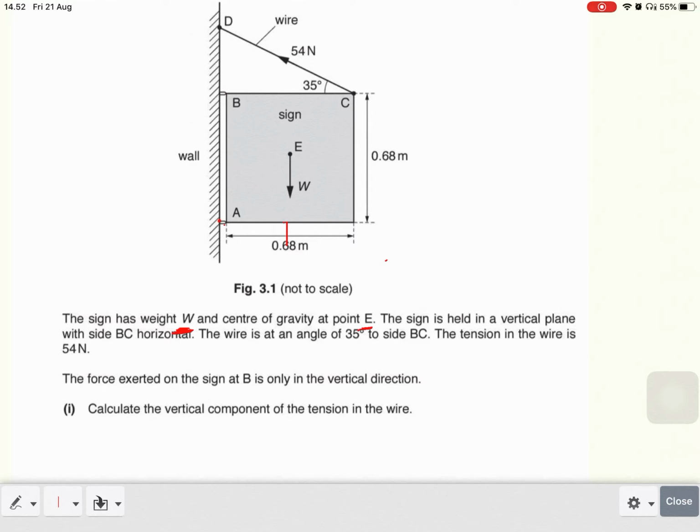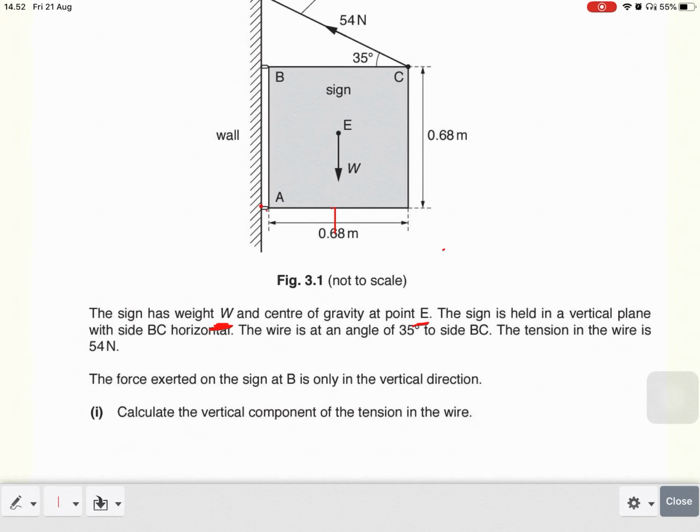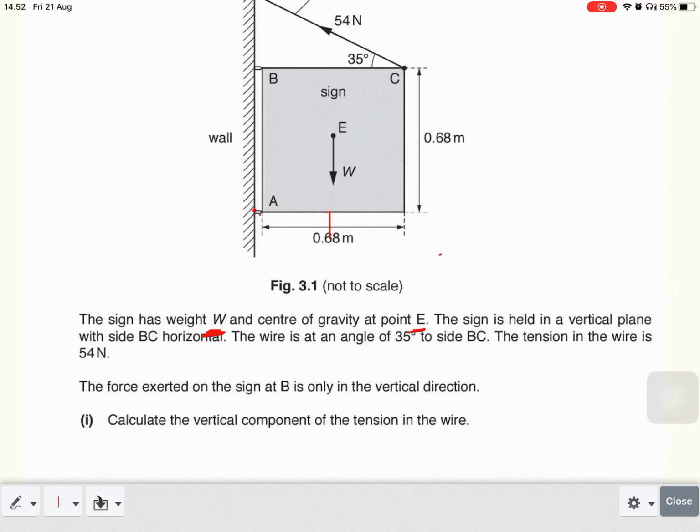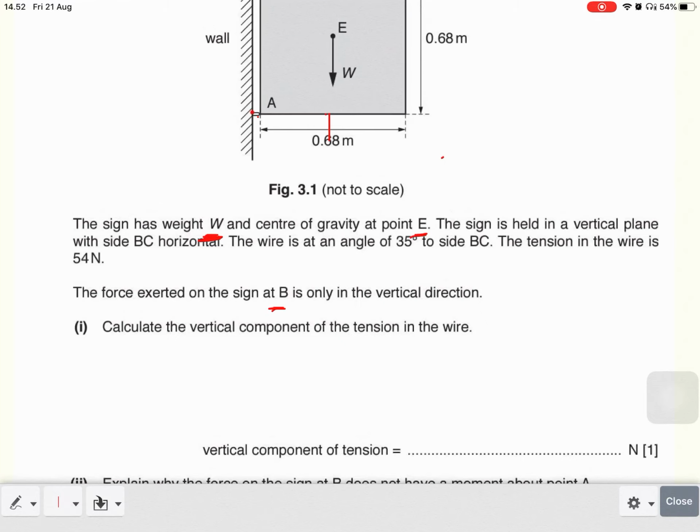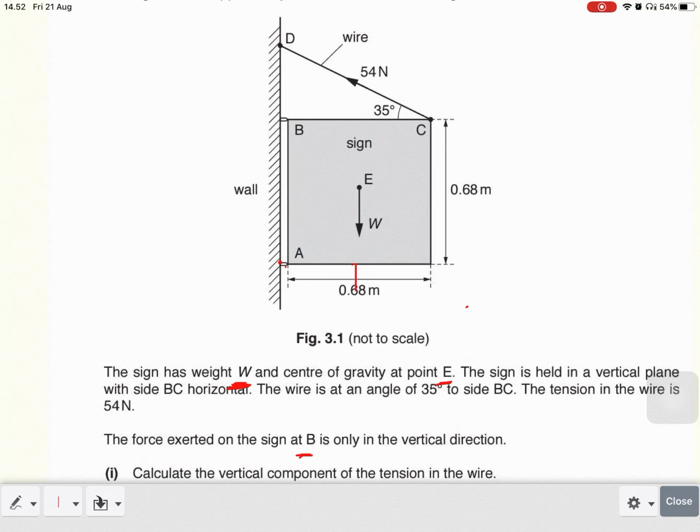The sign is held in a vertical plane with side BC horizontal. So like this, the BC is horizontal. The wire is at an angle of 35 degrees to side BC. The tension in the wire is 54 Newton. The force exerted on the sign at B is only in the vertical direction. So the force exerted at B is only in the vertical direction.